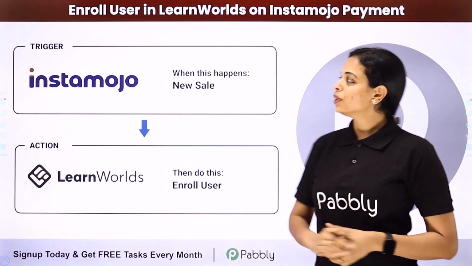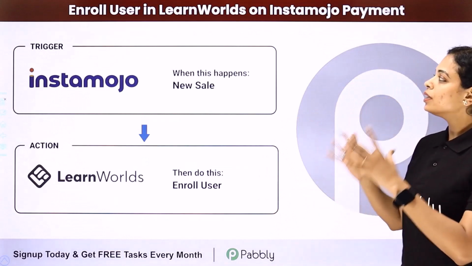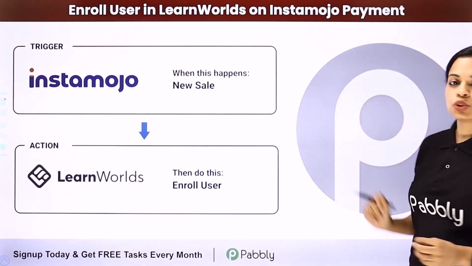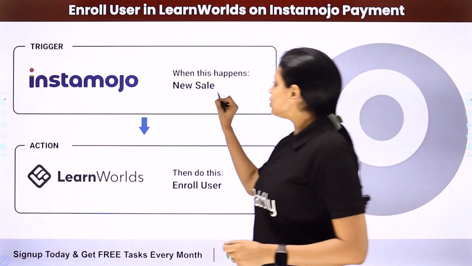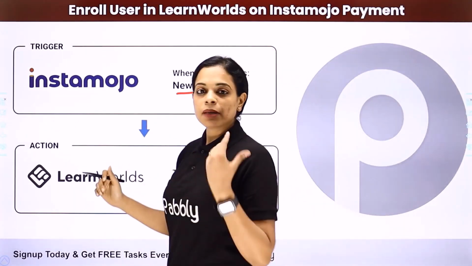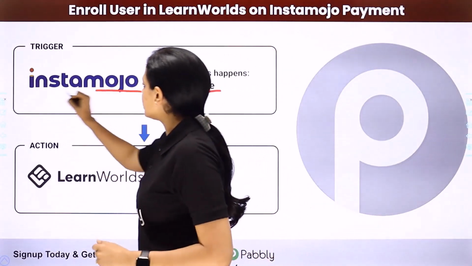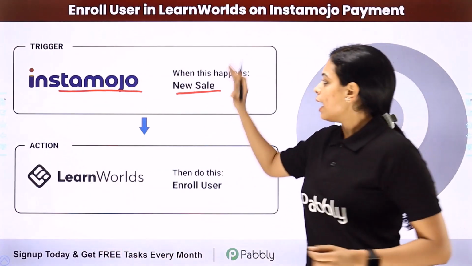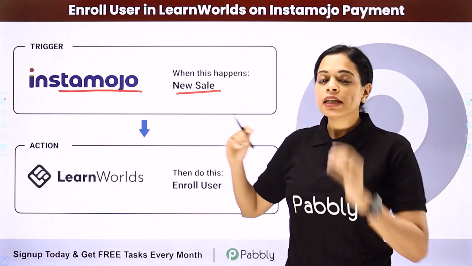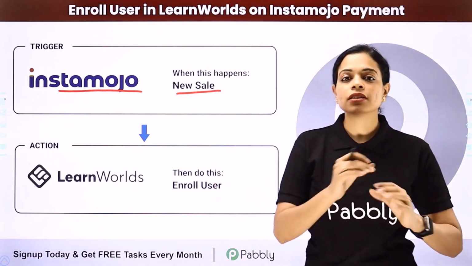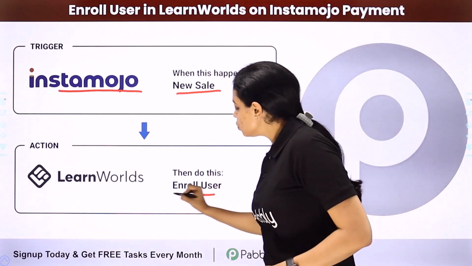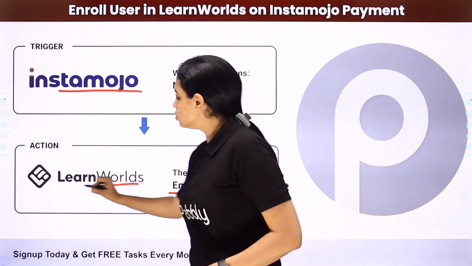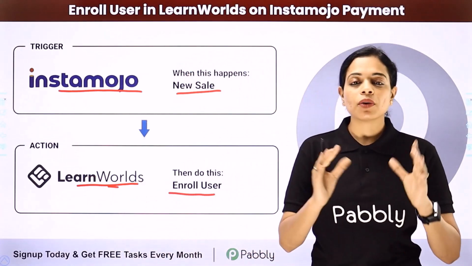In this video, we are going to see how to enroll user in LearnWorlds on Instamojo payment. So every time a new sale happens on any of the payment gateways, here we have taken the example of Instamojo. So let's say that there is a particular course and a sale has happened. Now the user who has made this purchase, we want to enroll that user in LearnWorlds for the same course. How can that be done?